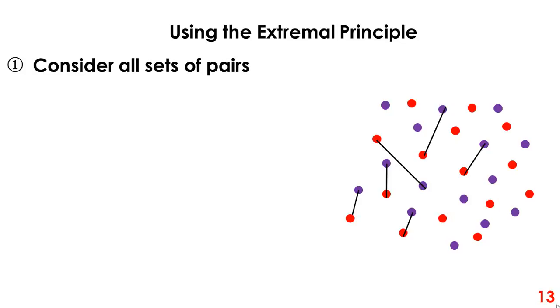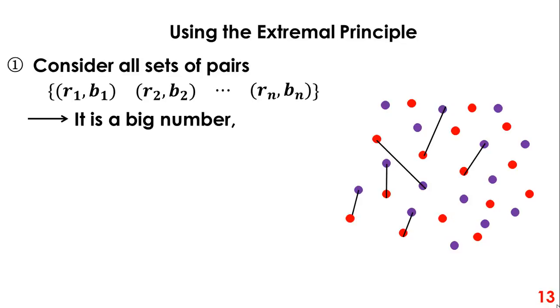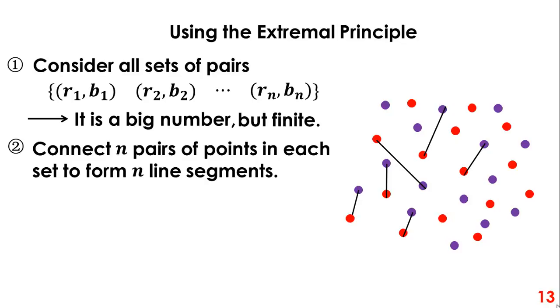Let's consider all sets of pairs. Let's take one general set of n pairs: R1, B1, so one red point and one blue point form the first pair, then the second pair, and so on. It could be a big number, but finite. What I mean is the total number of such sets is a finite number. Now let's connect the n pairs of points in each set to form n line segments.